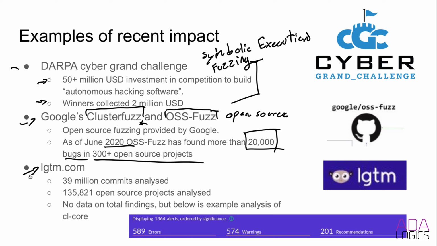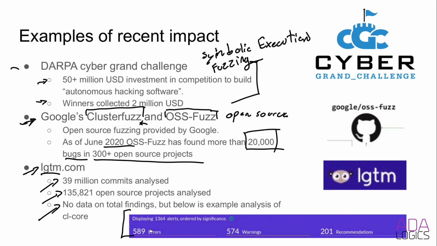Finally, I want to talk about a third example, which is lgtm.com, which stands for Looks Good to Me. This is a service provided by the company SEML, or GitHub now, which essentially allows you to do much of the same as OSSFuzz does, but with a static analysis tool instead. And remember that static analysis is much more scalable, and they have to date analyzed around 30 million commits, as well as 135,000 open source projects.